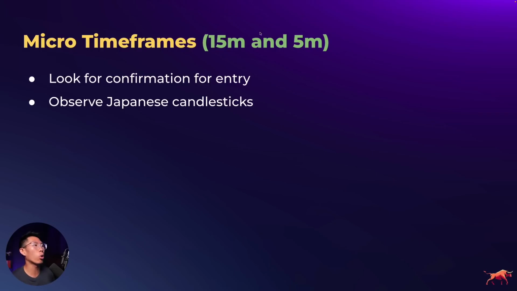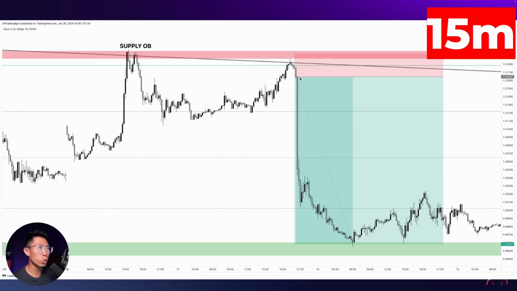So this is where you look for confirmation for your entry. And this is where you observe, really observe the Japanese candlesticks to tell us what price is doing. Is liquidity entering the market? Is there confirmation for us to enter the trade? In this case, we enter the short position on a 15-minute time frame at a supply zone area that we have right here. And we also entered when we saw some sort of confirmation that price was giving us, a selling liquidity area right here.